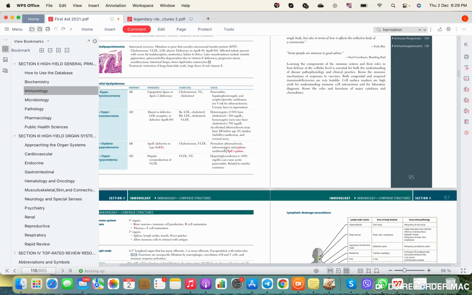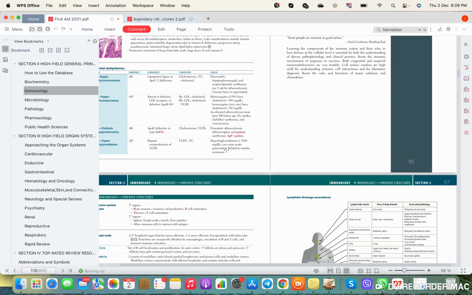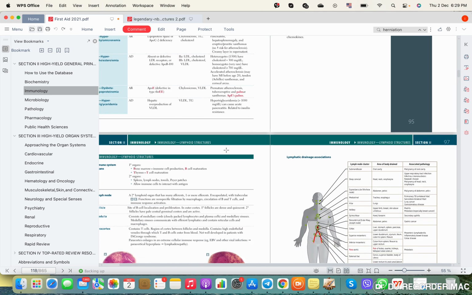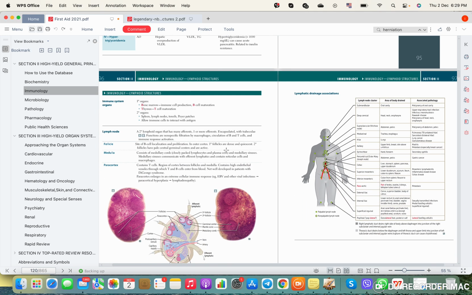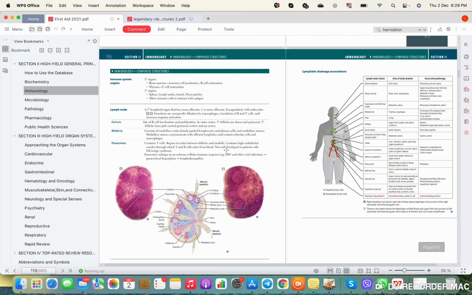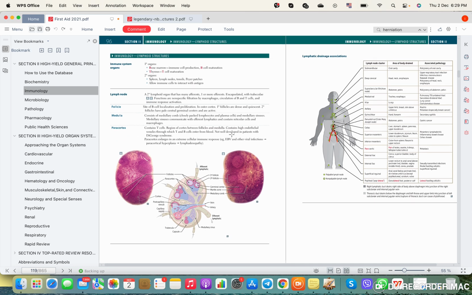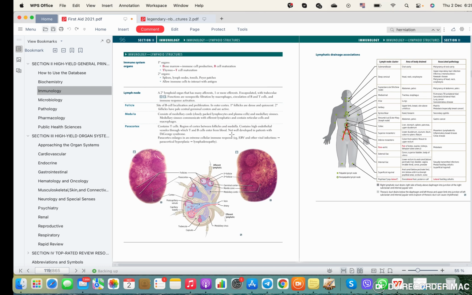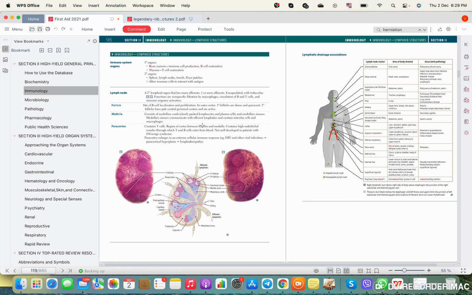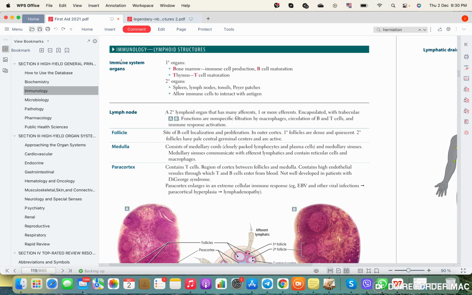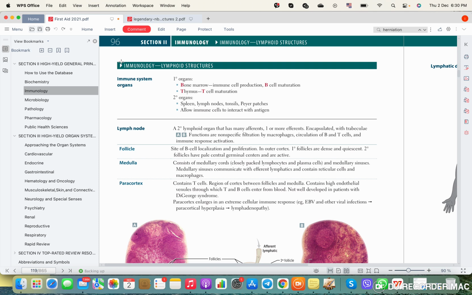So speaking about the immune system, first of all, there are a few factoids that you must master. Speaking about the immune system and the lymphoid structure, whenever you hear something lymphoid, you need to think about the immune system. So what are the lymphoid structures? The lymphoid structures are subdivided into primary organs and secondary organs. The primary organs include basically our bone marrow and thymus.